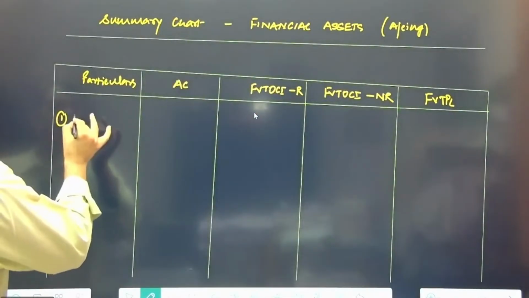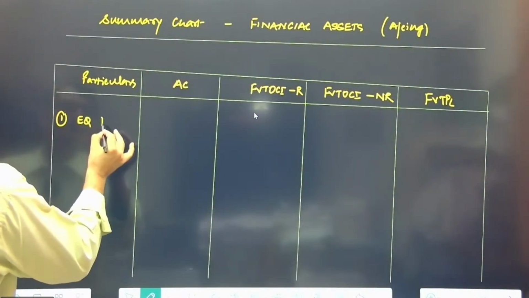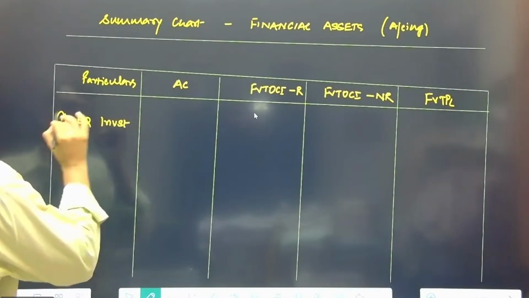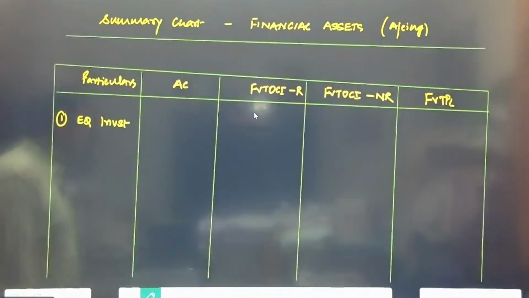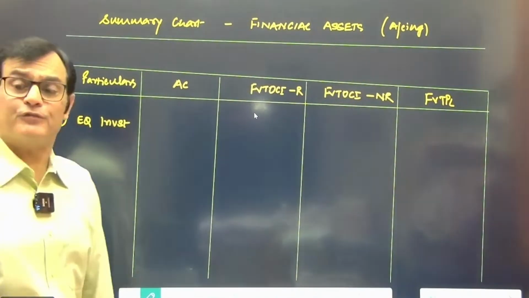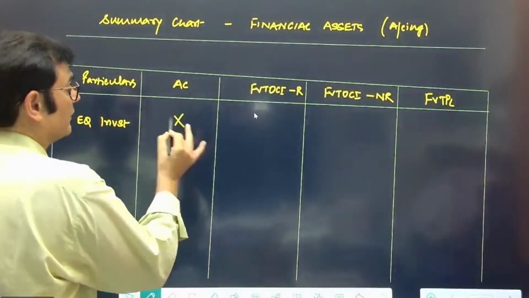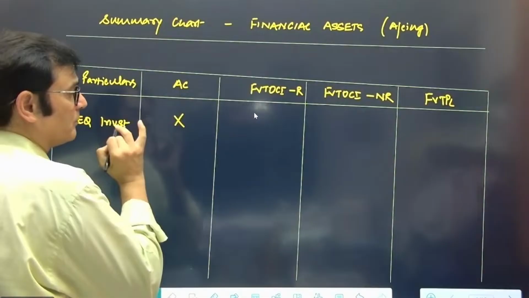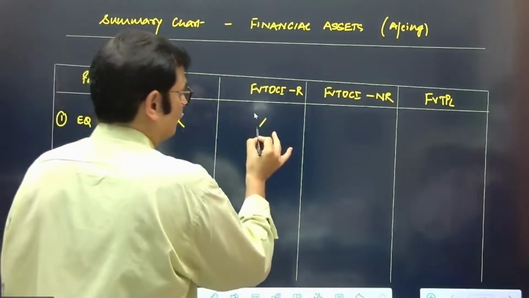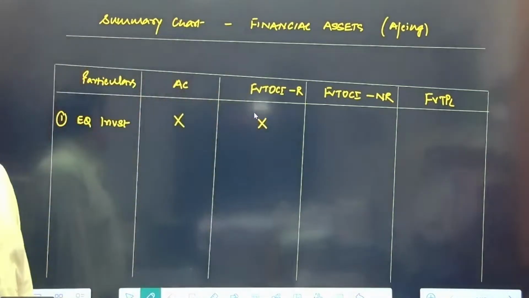I'm first of all looking at the concept of equity investments. Do we measure the equity investments at amortized cost? No, sir. The category of AC does not apply to equity investments, that's wonderful indeed. And what about OCI-R? No, sir. Undoubtedly no. That's very good.